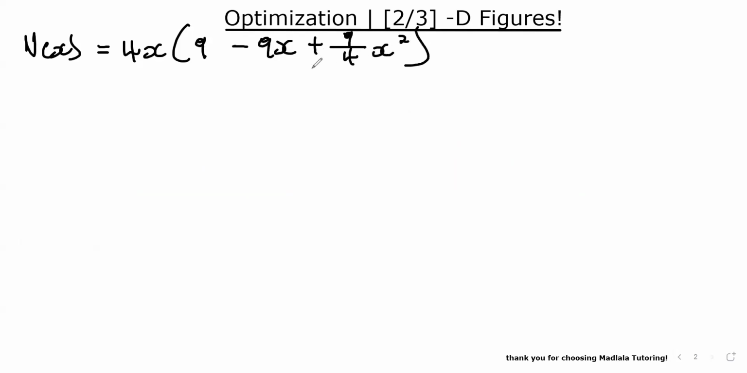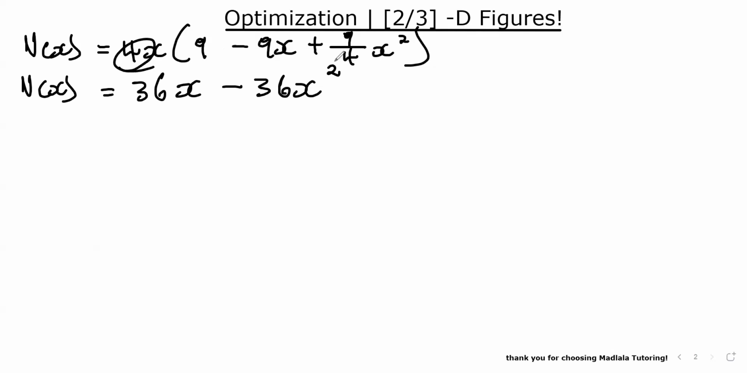Right, so this is where we were. We set our volume in terms of x. It's just going to be 4x into (9 minus 9x plus 9 over 4x squared), right? Then we are just going to distribute the 4x. So 4 by 9 is 36x. And of course, here we still have 36x squared. And 4 by 4, well, they cancel out. So we have 9x cubed, right?